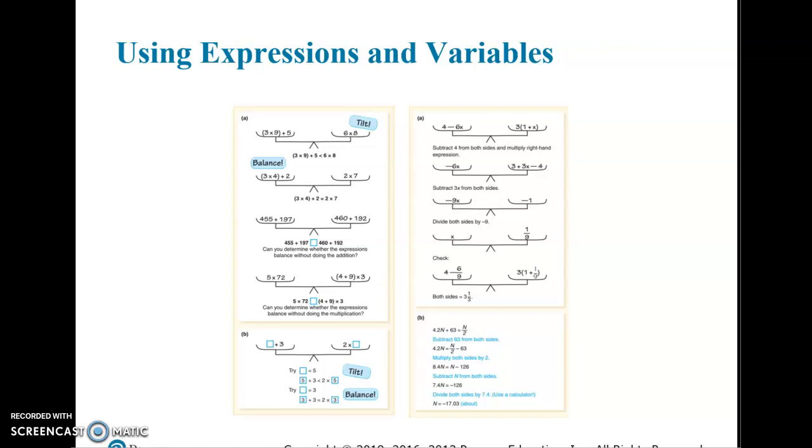Negative 9x, because we moved, we're going to subtract 3x from both sides. And then we have 3 minus 4, which is negative 1, divide by negative 9, and you end up with x equals 1/9.